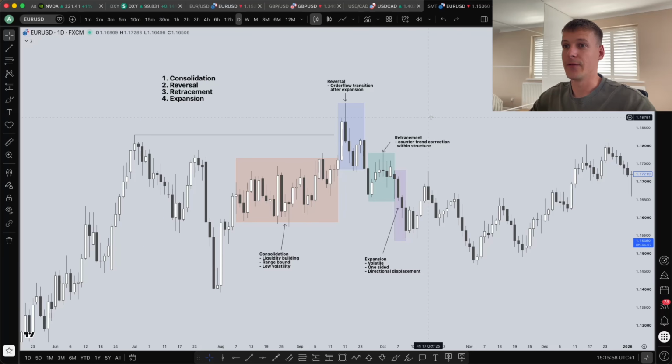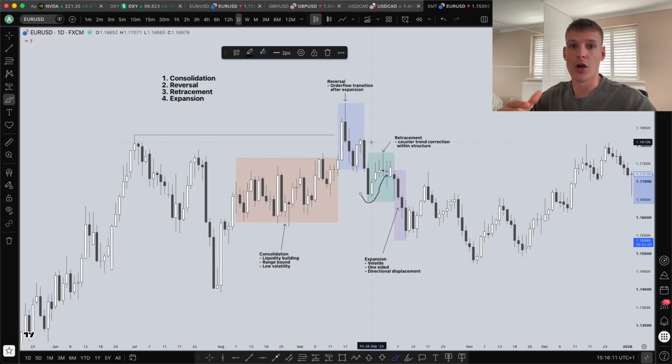Next up, we then have retracements. Now this is simply a counter trend correction within structure. So we're trading with the trend, and what we're basically seeing is an opposing move against the overall trend. And we're looking to actually continue in the overall direction.